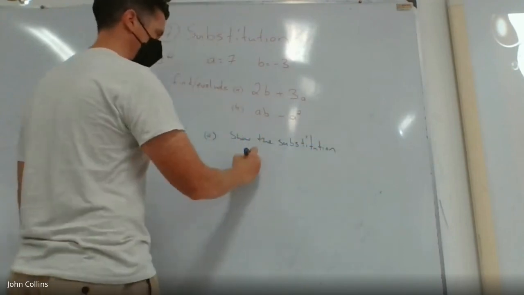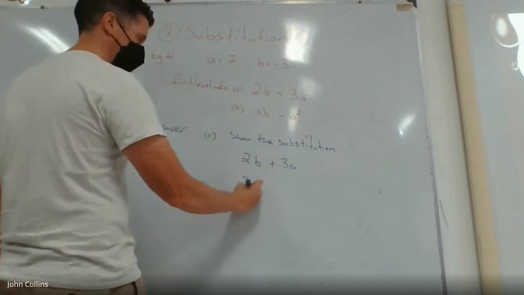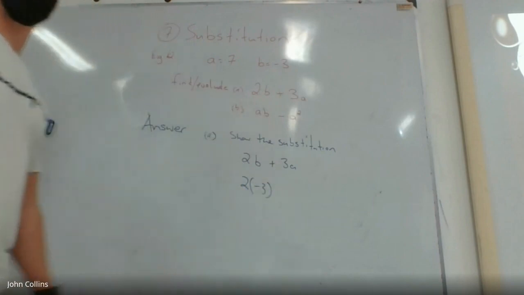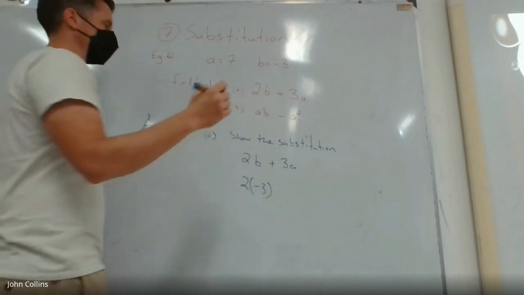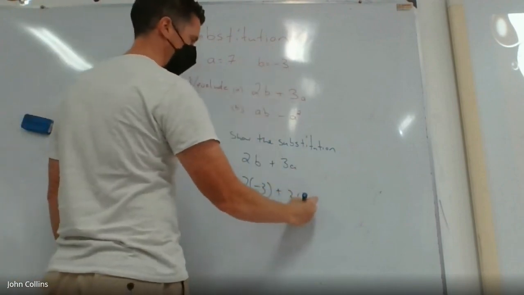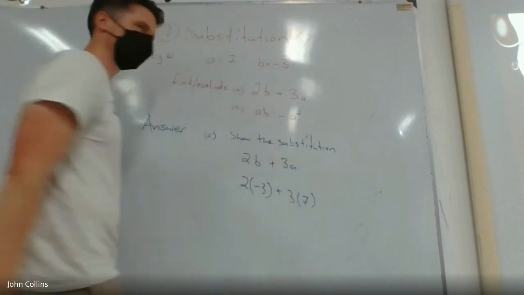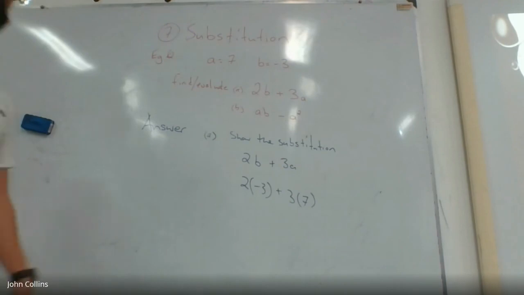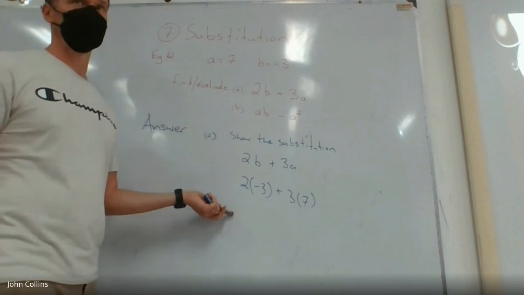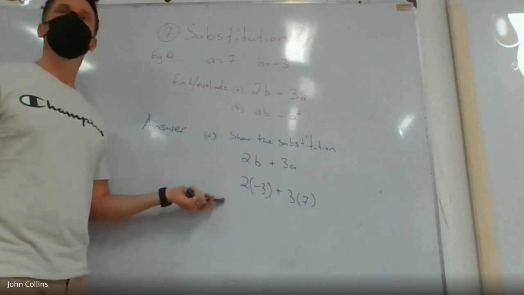In other words, this is my question, 2B plus 3A. To show the substitution, do 2 brackets. B is -3. So replace the letter in brackets with the number value of it. And 3 times A is no longer A. You've just been given its value, it is 7. If you get the question wrong and you write this line, you get a mark. If you get the question wrong and you write nothing and you just figure it out in your head, you get no marks. So it might be a good idea to do this.